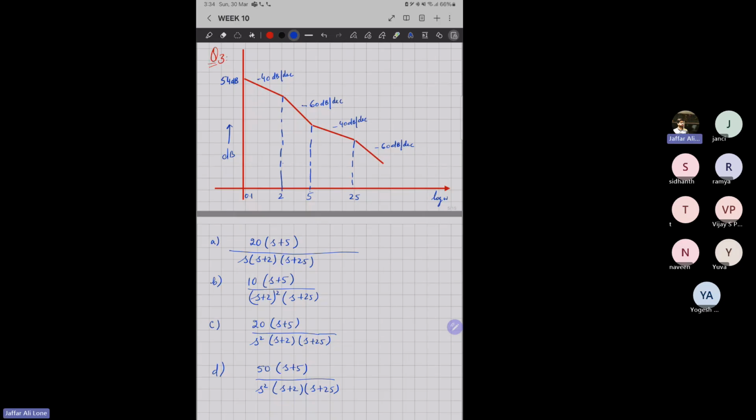Just first find the corner frequencies, then find the order of system, write this transfer function in time constant form, find the value of k, because the initial magnitude is given this time. So initial magnitude is given, find the value of k, then write the transfer function in standard form, because the options are in standard form, not in time constant form.